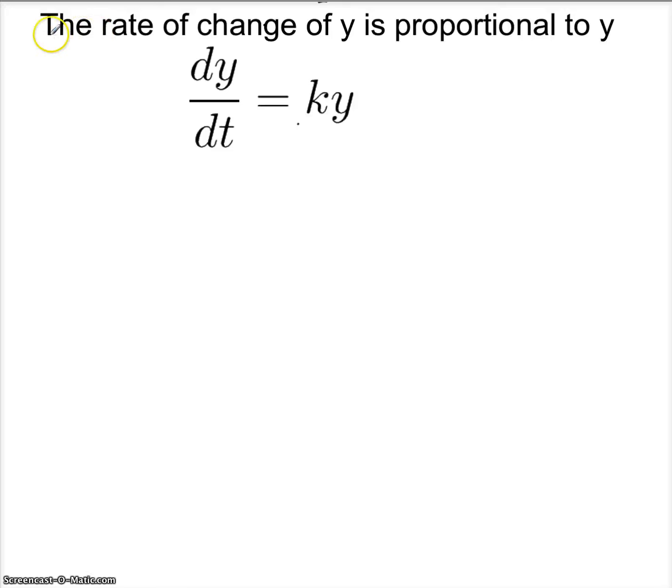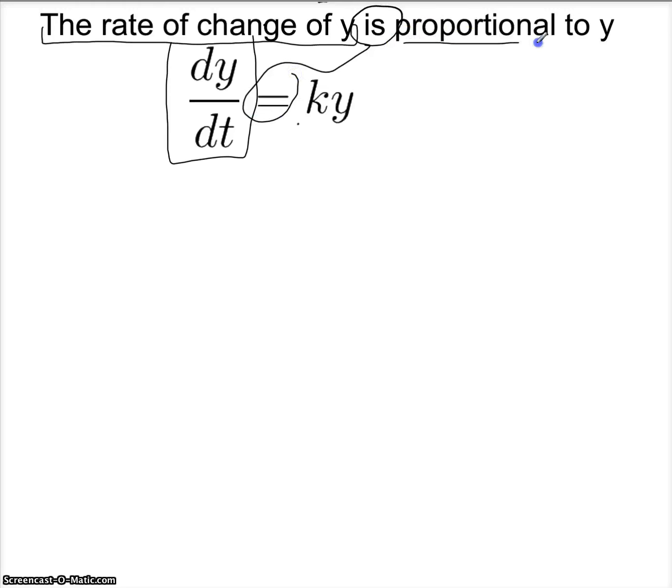Reading this mathematically, when you see the rate of change of y, you are going to think dy/dt. That's the rate of change. Rate means dt. Is always, of course, equals, and proportional to y, you have this ky. That's your proportionality constant, and this is your variable.